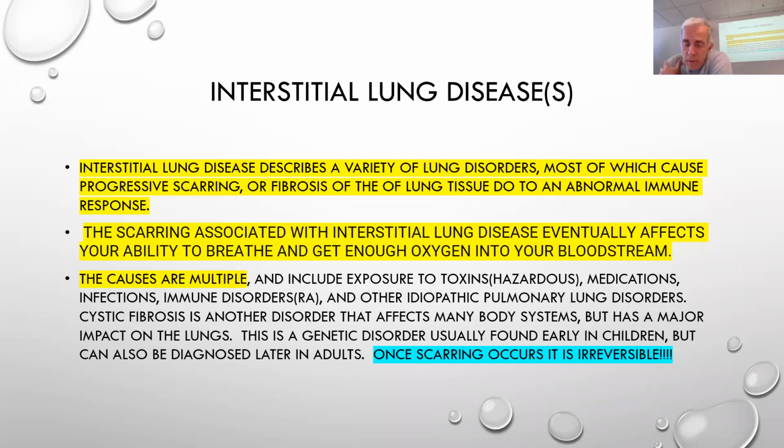Infections. You have a hyper response because of a lung infection, heart infection. From then on, your immune system is going to treat everything like that, especially in the lungs if it occurs there. And the disease or the degeneration is off and running. Cystic fibrosis, I talked about that, is a genetic disorder, because once scarring occurs, it is irreversible. Once this illness starts, there's no really reversing it and there's no cure for it.